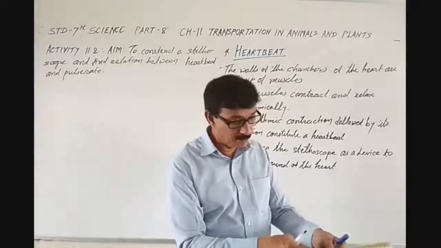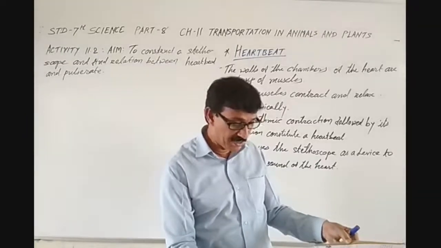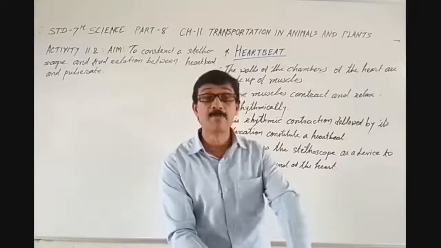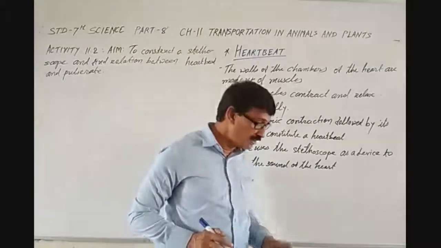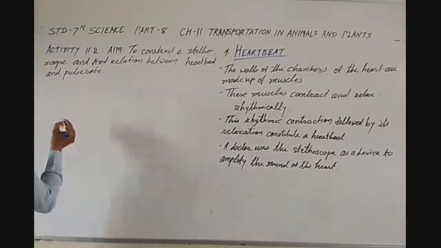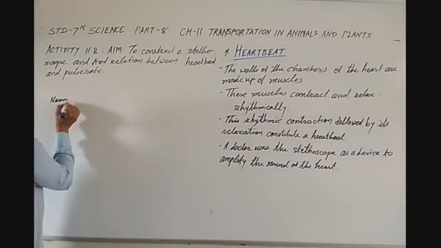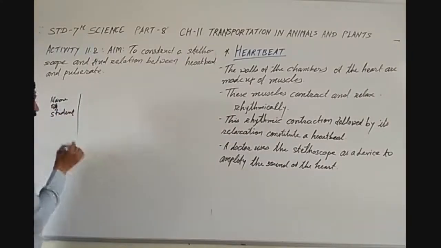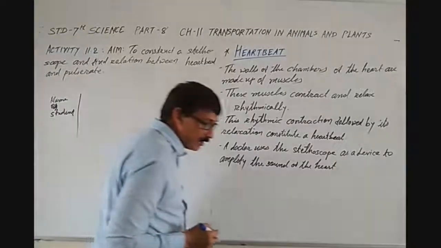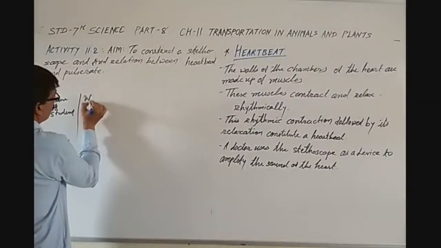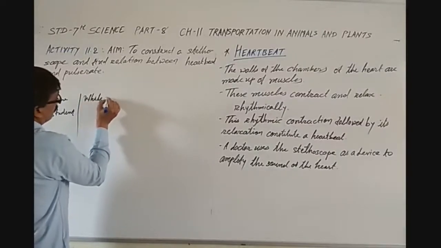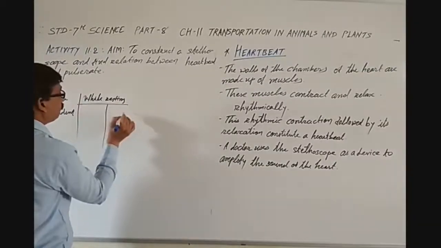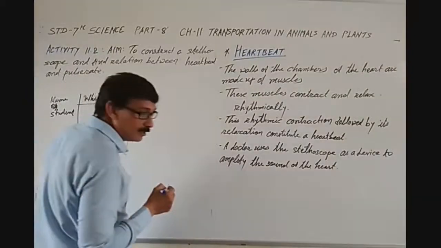So on page number 125, can you see table 11.2, heartbeat and pulse rate. Let's first of all draw this table. So here it is the name of student, isn't it? Then while resting, and then while after running.